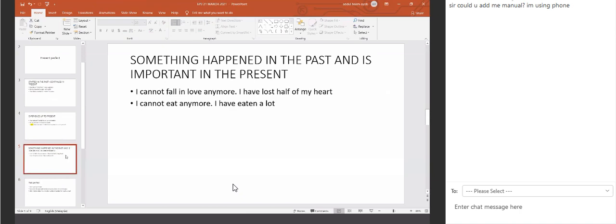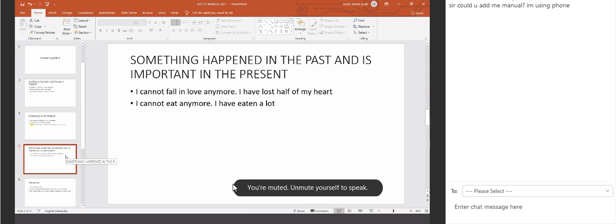Another rule when you want to use present perfect is if you want to share something that happened in the past and it is important in the present. For example, I cannot fall in love anymore. I have lost half of my heart.